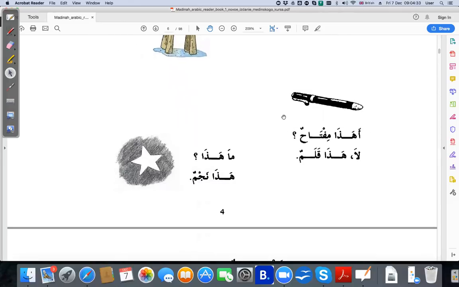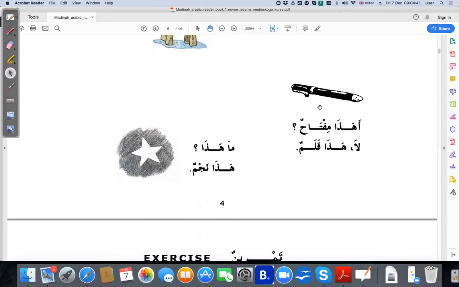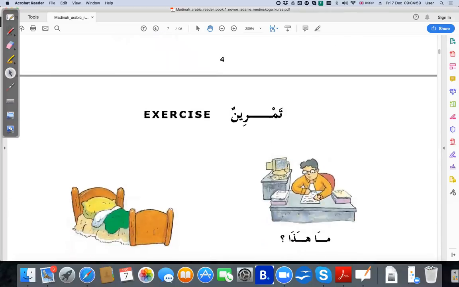Yeah. We have a pen picture. We ask, ahada miftahun. Is this a key? Say, no, it's not a key. It's a pen. La, hada qalamun. We ask about the star. Mahada, what is this? You can see that it's a star. Hada najmun. This is a star.